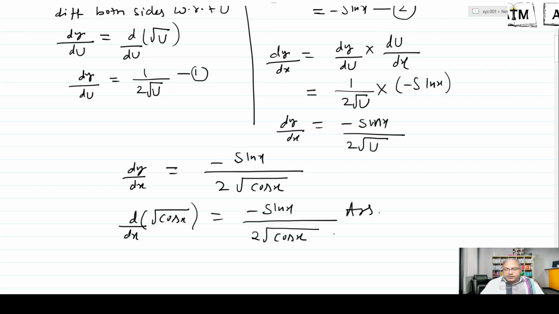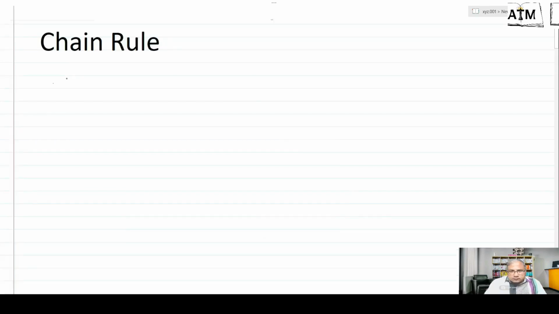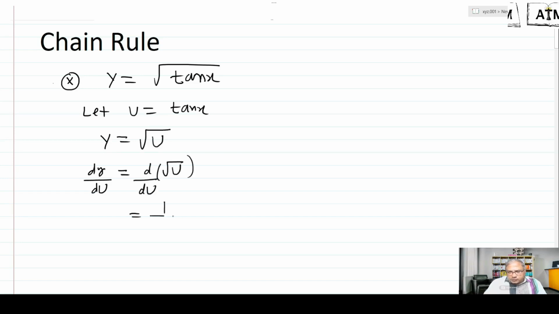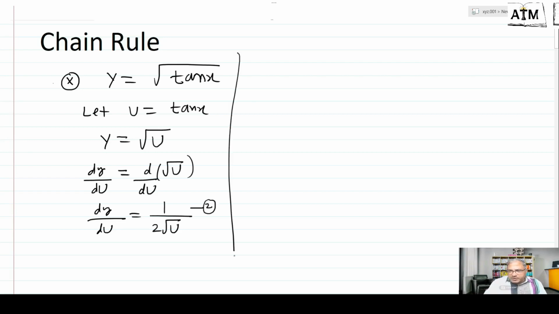Let us have one more example. Next example, y equals under root of tan x. Step number 1, let u equals tan x, then y equals under root of u. dy by du equals derivative of root u with respect to u, equals 1 upon 2 root u. Here I am doing it a little fast and skipping some steps. I hope you are getting through.